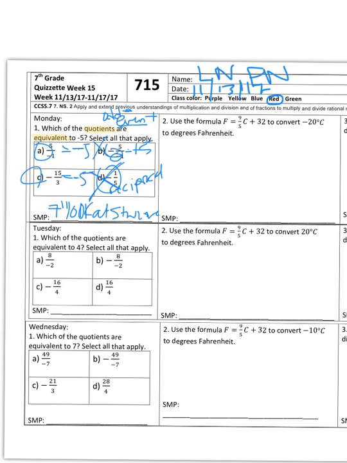Number 2, it says use the formula F equals 9/5 C plus 32 to convert -20 degrees Celsius to degrees Fahrenheit. So something that you should be aware of is in the United States we use Fahrenheit, but in all the other countries of the world they use Celsius. So we always have to convert our Celsius to Fahrenheit or vice versa, Fahrenheit to Celsius. Here what you're doing is you're plugging in the number for Celsius to figure out what it is in Fahrenheit.